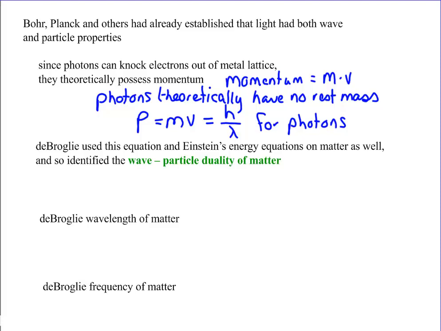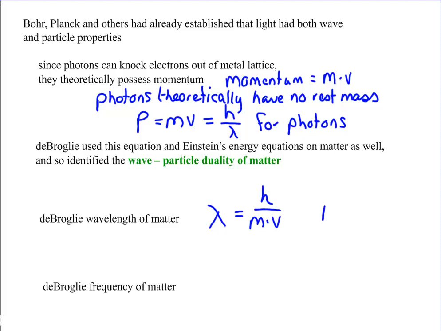And so de Broglie came up with a wavelength for matter using the equation for momentum of a photon and changing it so that mass was something measurable, that of an electron, that of a proton. And the equation for the wavelength of matter looks like this. Wavelength equals Planck's constant over the mass times the velocity, or the momentum, of an object.